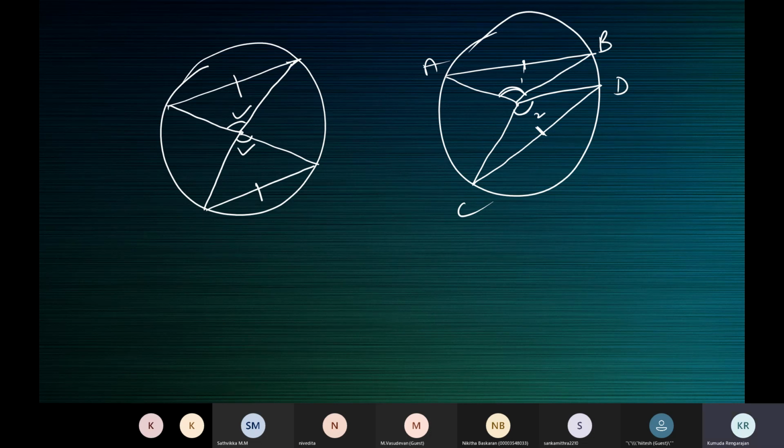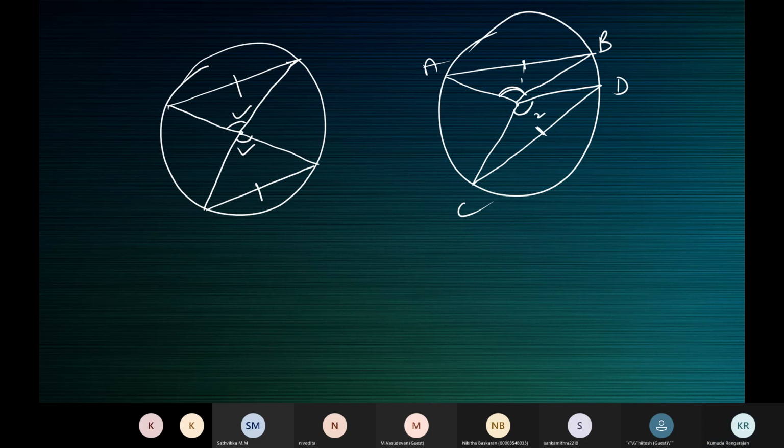The perpendicular from the center to the chord bisects the chord. If a line is drawn from the center to bisect the chord, then the line is perpendicular to the chord.